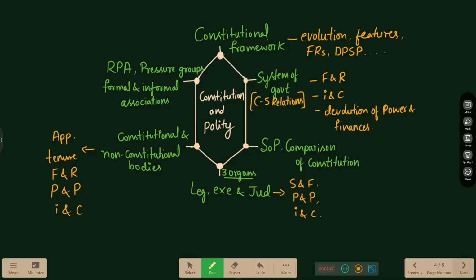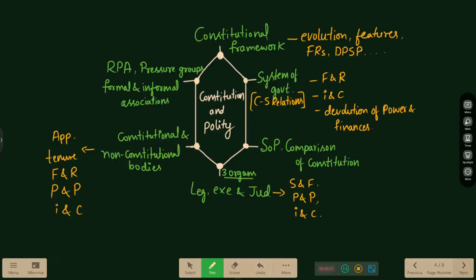Then the third dimension here is separation of power between different organs of the government. Then comparison of Indian Constitution with respect to other countries. Then the fourth dimension is 3 organs of government, that is legislature.